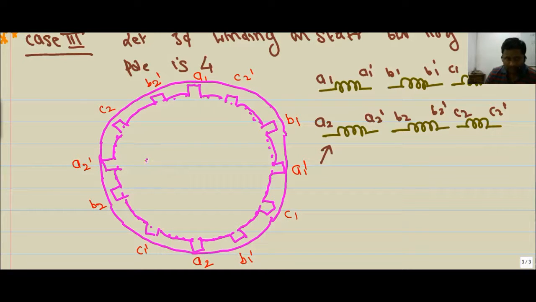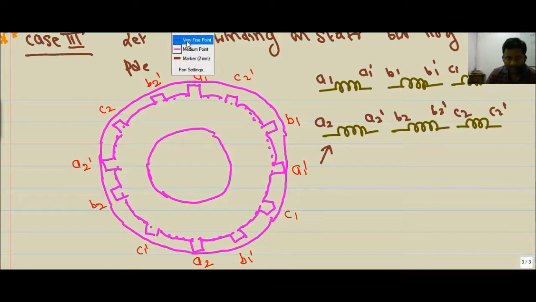So draw it in this fashion. This is basically considered this. This is the center of it. This fashion.